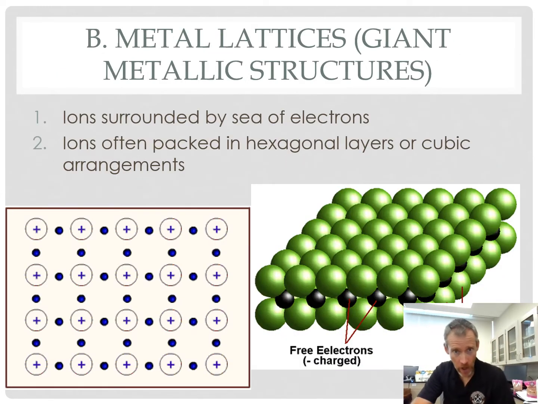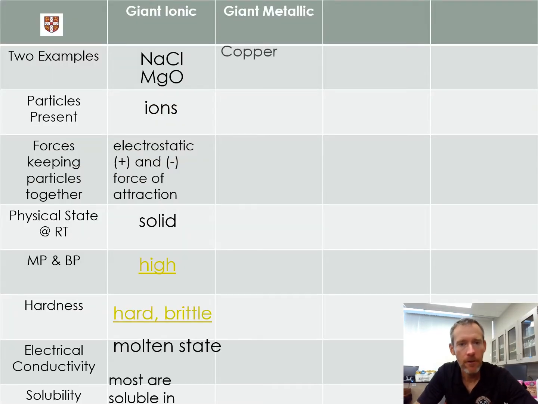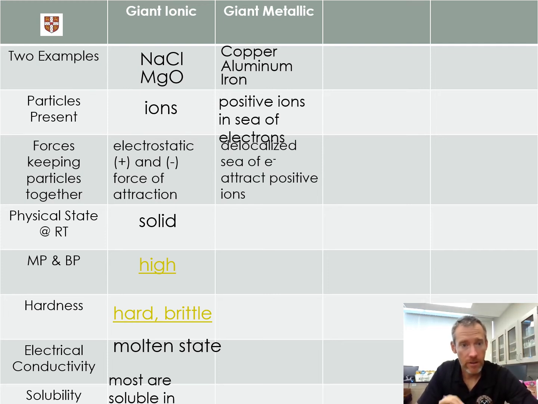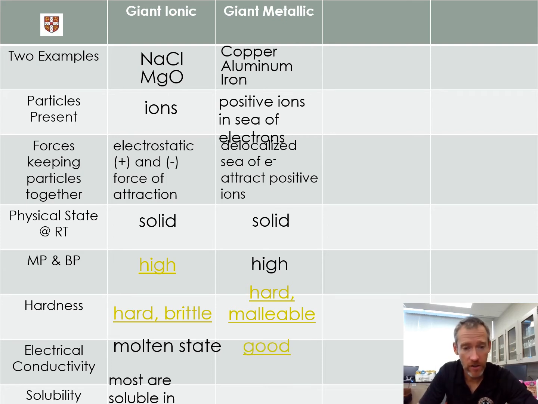All right, metal structures have a sea of electrons, and they form mostly in a hexagonal layer or cubic centered arrangement. What causes the metallic structure to have a high melting point is the number of electrons in the sea in their structure. Copper, aluminum, iron, all metals have a sea of electrons. There are positive ions and then the sea of electrons around them. Delocalized electrons are what hold the structure together. They're solid at room temperature, with a high melting point, hard and malleable, so they don't break. They conduct electricity very well, and they're not soluble in water, so you can't dissolve metals in water.